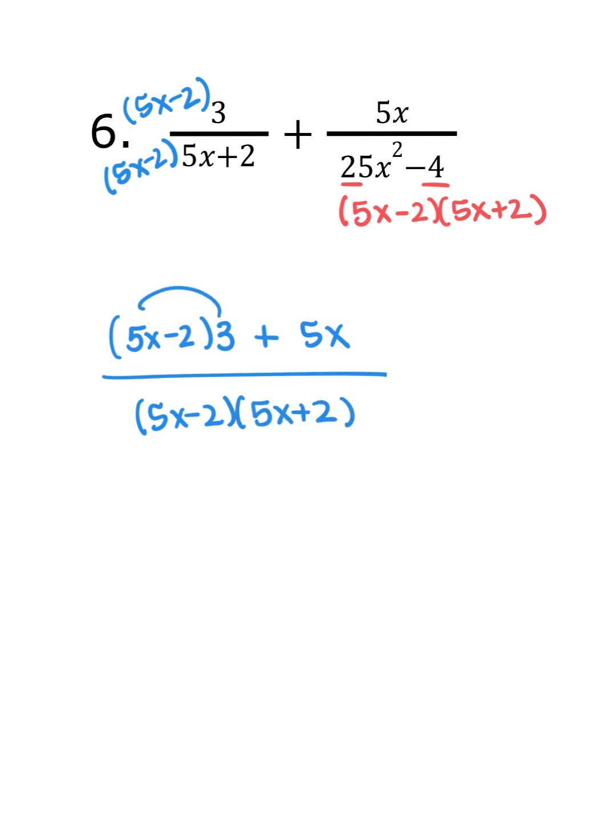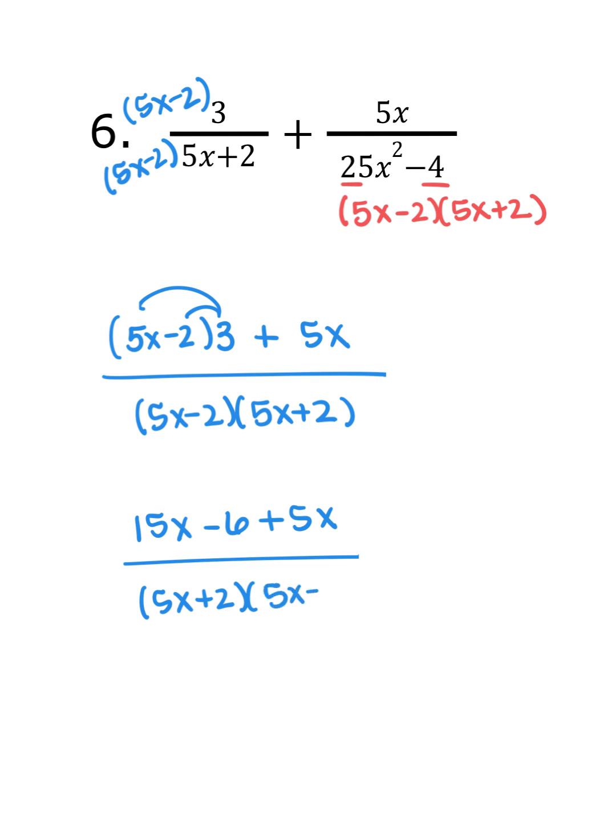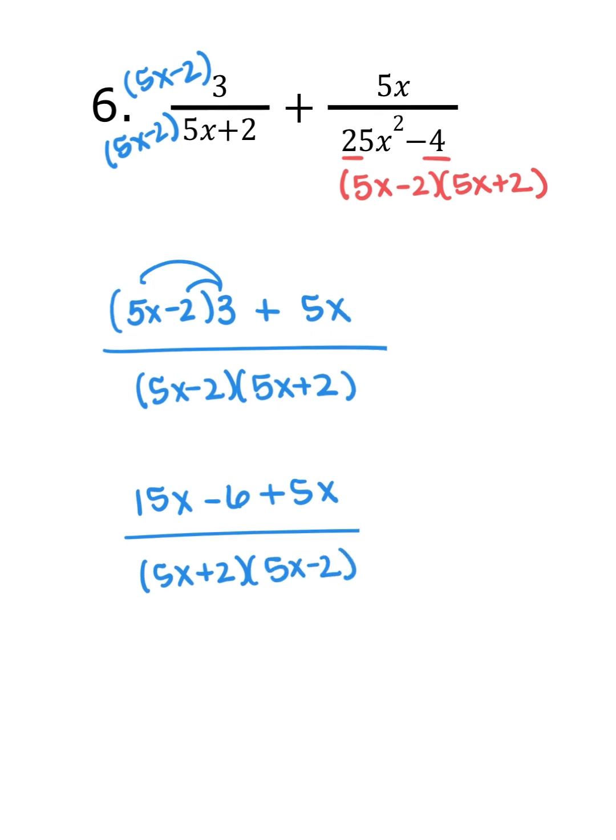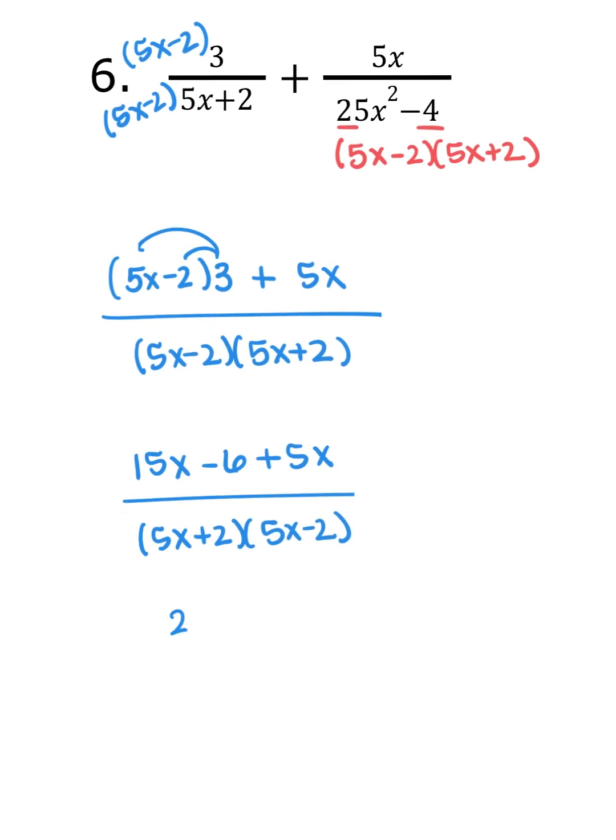Now this is just distributive property. It's just written backwards. But I end up with 15x minus 6 plus 5x all over my denominator. And then I can simplify the top. I have 15x plus 5x, so I'm going to end up with 20x minus 6 over (5x plus 2)(5x minus 2).